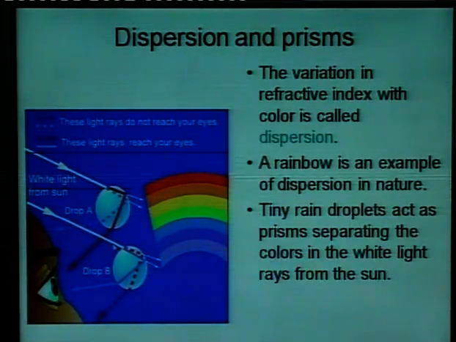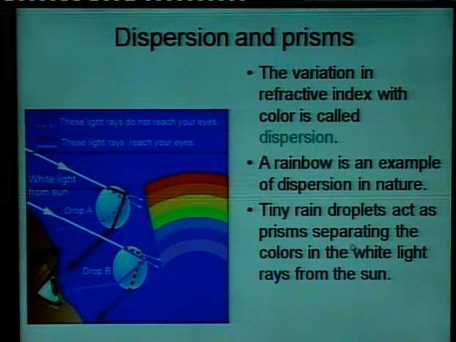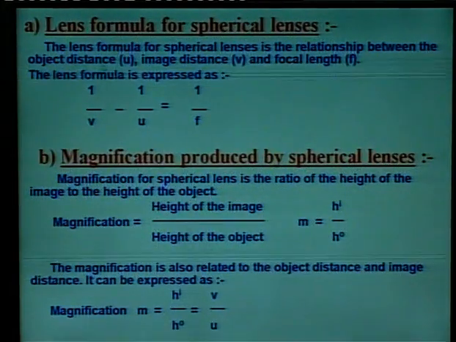So a rainbow is shown here, an example of a rainbow is given. The variation in refractive index with color is called dispersion. A rainbow is an example of dispersion in nature. Tiny raindrops act as prisms, separating the colors in white light rays from the sun.